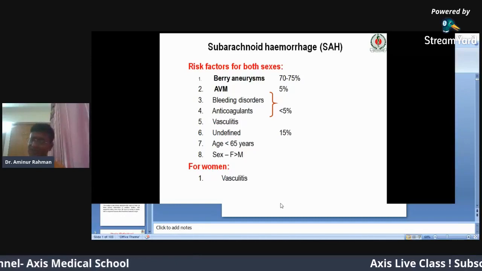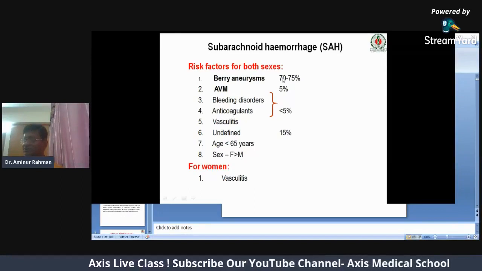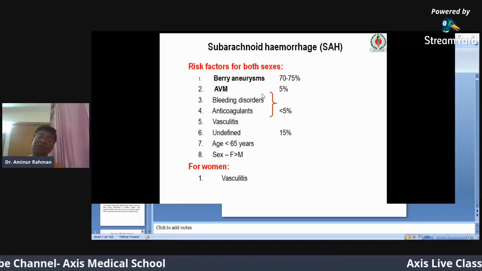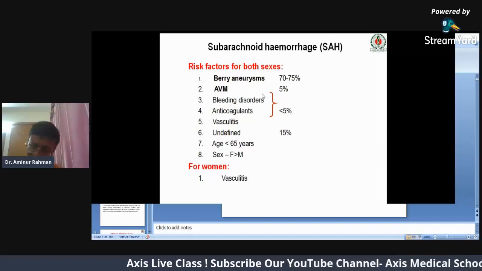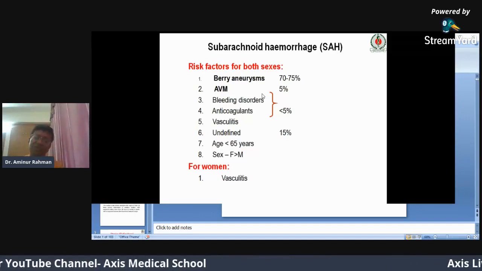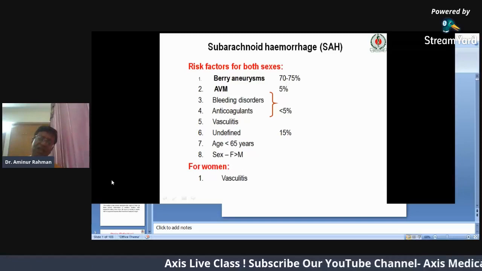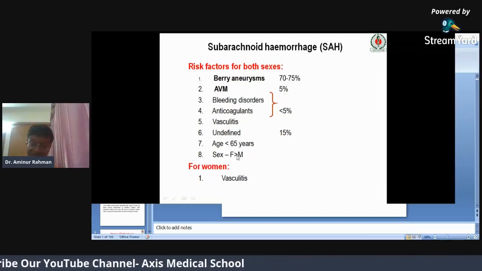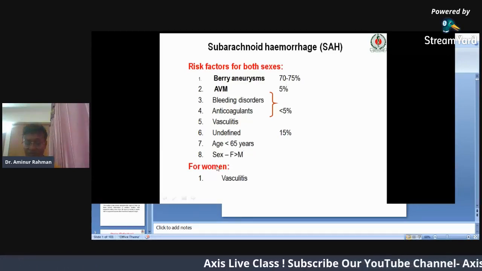And the risk factor of subarachnoid hemorrhage is the ruptured berry aneurysm. A berry aneurysm is usually at a bifurcation of the major intracerebral vasculature and the vertebrobasilar arterial system. Berry aneurysm accounts for 75%, AVM 5%. Other causes are brain disorders, anticoagulants, vasculitis, and undefined causes, at 15%. For women, an important cause is vasculitis.